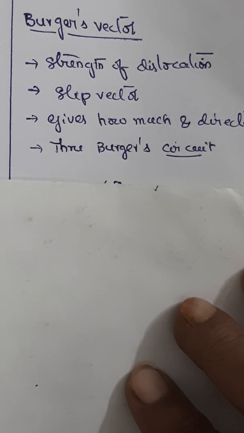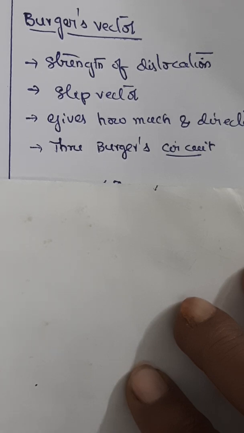Burger's vector is a very important property of a dislocation because if the Burger's vector and the orientation of a dislocation line are known, the dislocation is completely described. With the help of Burger's vector and orientation, a dislocation line can easily be identified and described. Burger's vector always indicates how much, and in what direction, the lattice above the slip plane appears to have shifted with respect to the lattice below the slip plane.